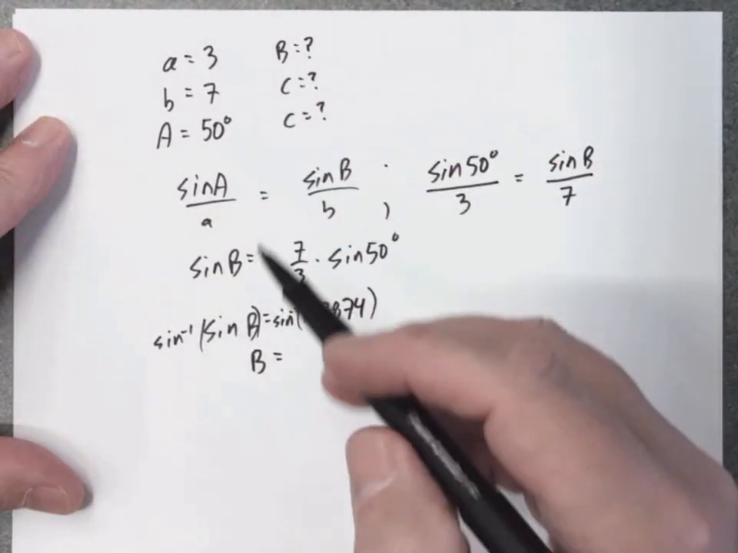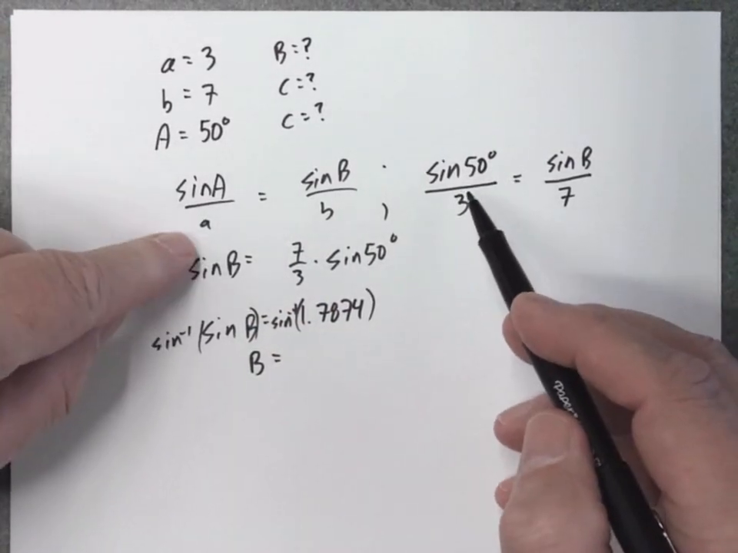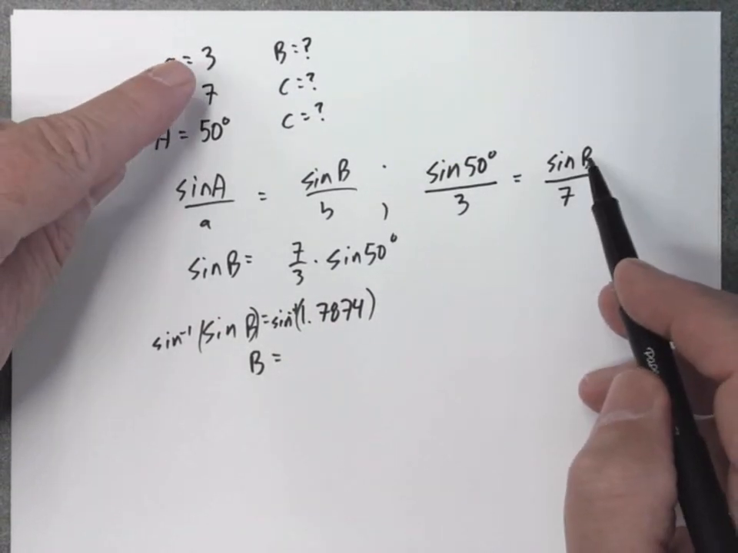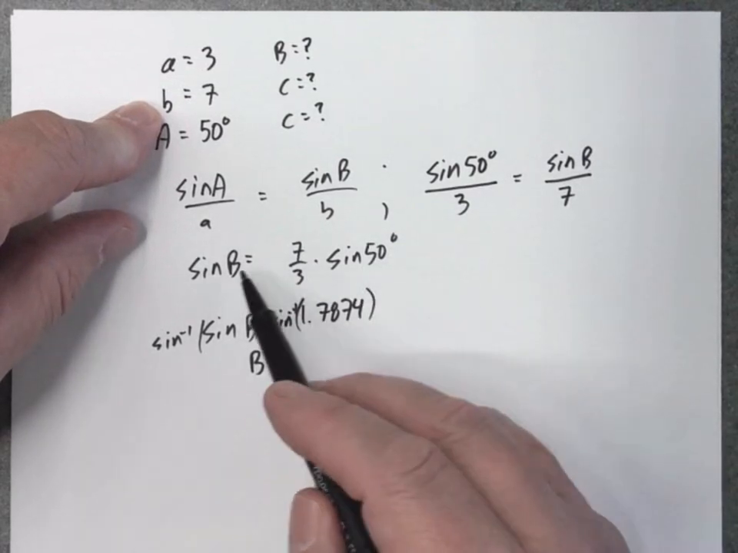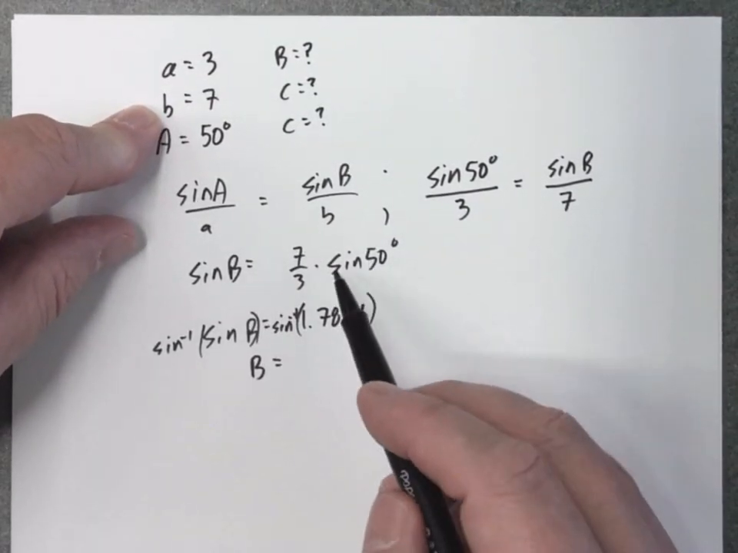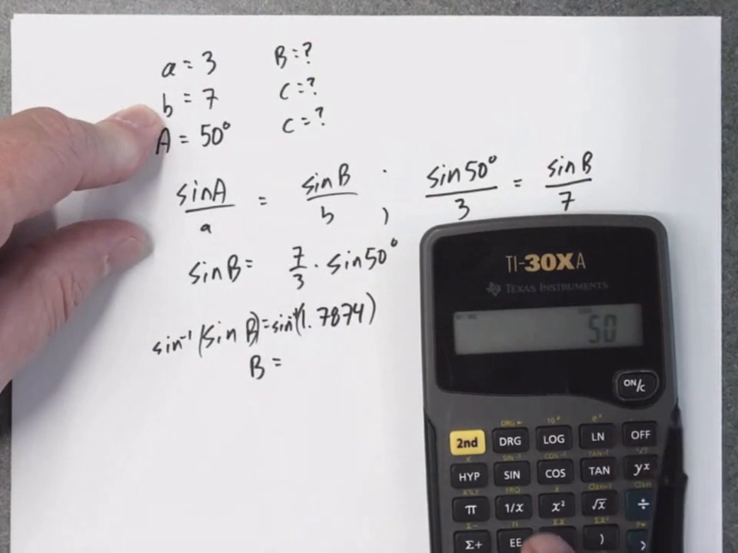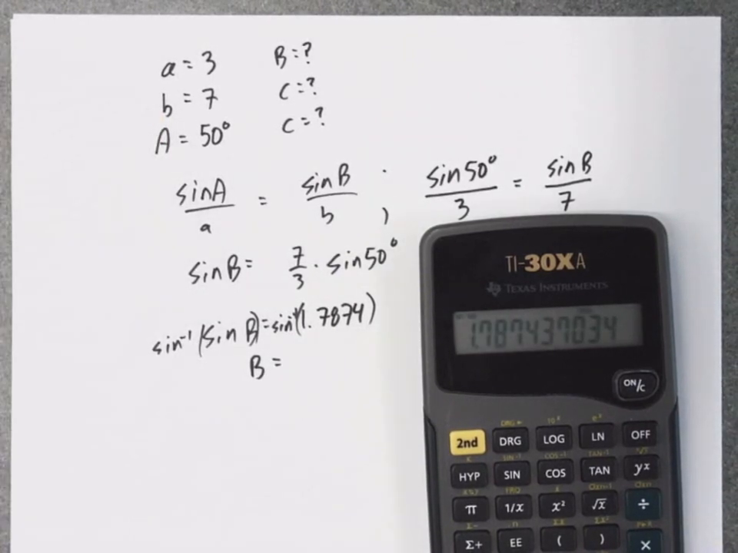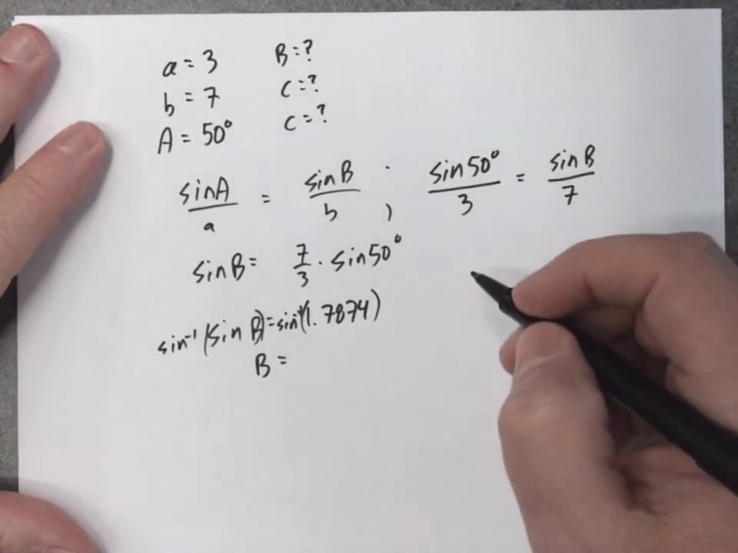So here's my information, law of sines with A and B. A is 50, side A is 3, side B is 7. I multiplied both sides by 7 to get sine B by itself. Just to be sure, what I would do is go do this calculation again. I'm in the degree mode. The sine times 7 divided by 3. Yep, looks correct.